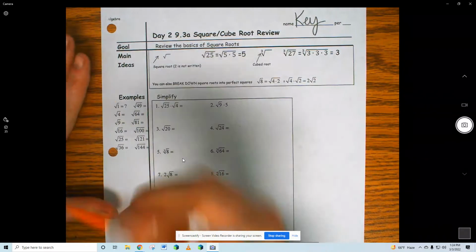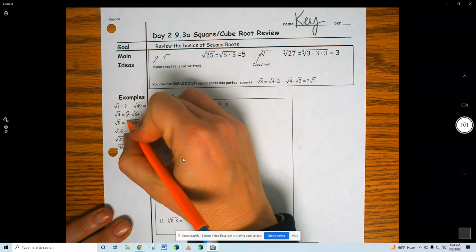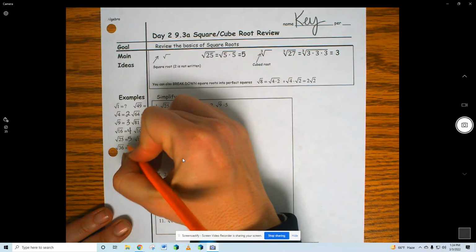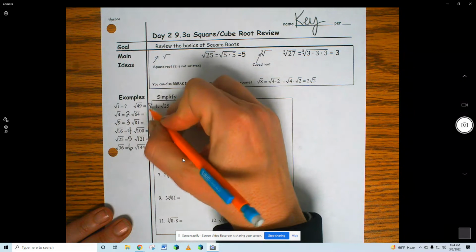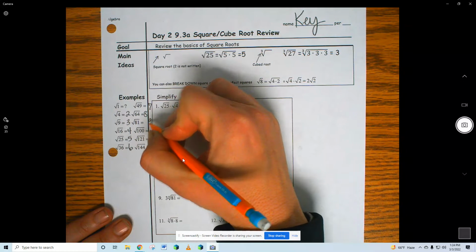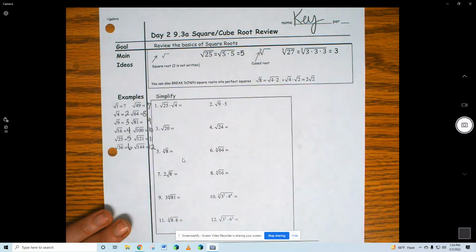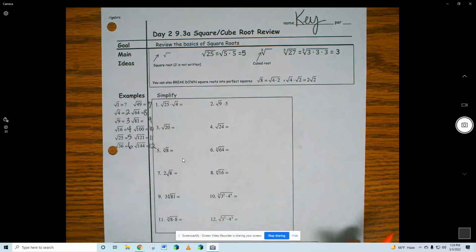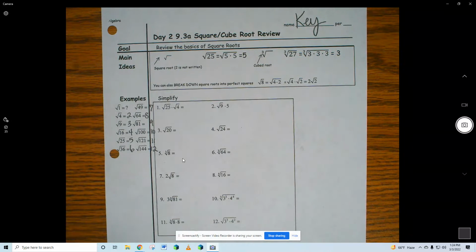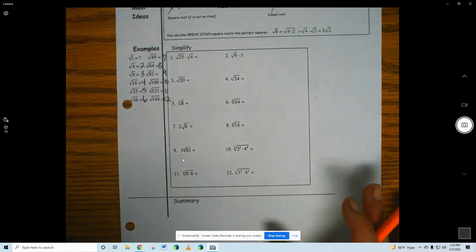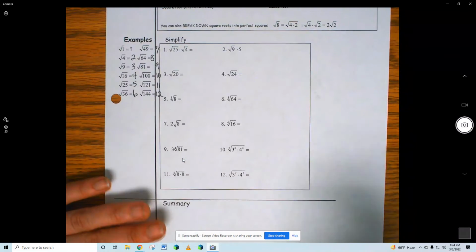So, obviously, square root of 4 is 2. Square root of 9 is 3. Square root of 16 is 4. Square root of 25 is 5. I would love to have you memorize these. You're going to see them a lot. And I know you've seen them before. Underneath, I have more for you to write. These are new ones that are commonly used.